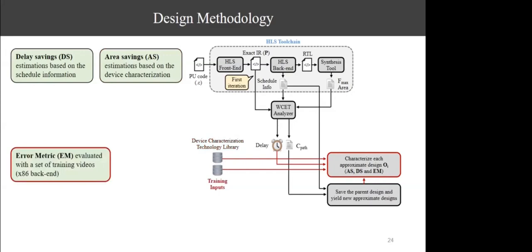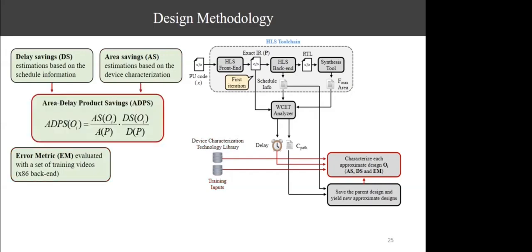Error metrics are estimated by compiling the approximate IR codes with the x86 backend and executing them using the set of training inputs. With all approximate candidates and their design metrics at hand, we select the Pareto-optimal design with the highest fitness to forward to the next iteration.